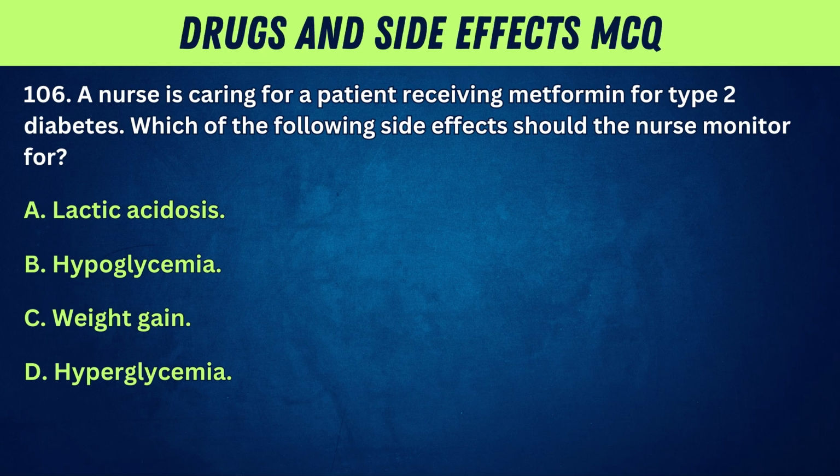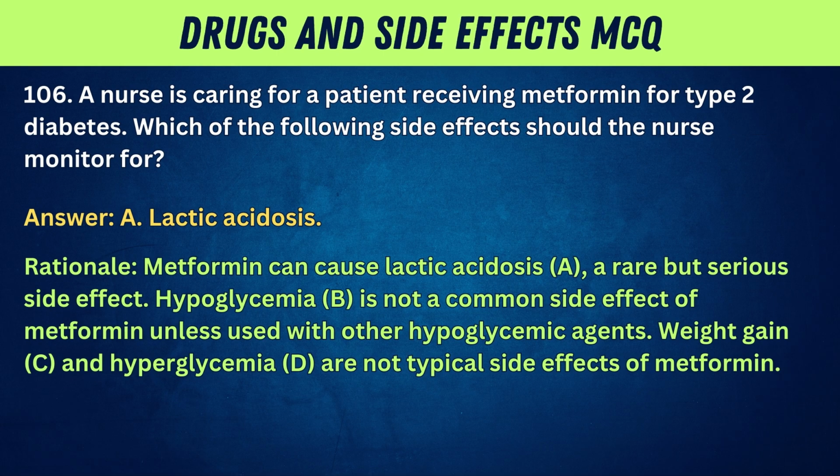106. A nurse is caring for a patient receiving metformin for type 2 diabetes. Which of the following side effects should the nurse monitor for? A. Lactic acidosis. B. Hypoglycemia. C. Weight gain. D. Hyperglycemia. Answer: A. Lactic acidosis. Rationale: Metformin can cause lactic acidosis, a rare but serious side effect. Hypoglycemia (B) is not a common side effect of metformin unless used with other hypoglycemic agents. Weight gain (C) and hyperglycemia (D) are not typical side effects of metformin.